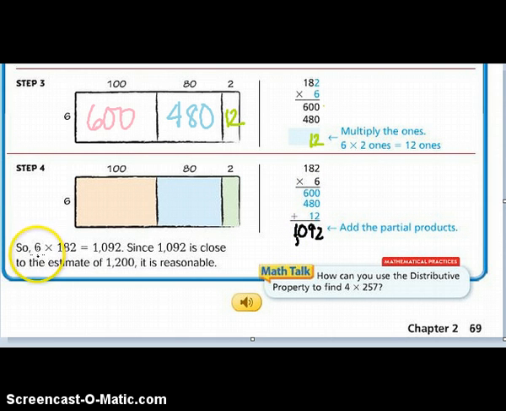So since 6 times 182 equals 1092, and since this is close to our original estimate of 1200, we know that it is reasonable. Try to use the distributive property to find 4 times 257. Go ahead and you do it the same way. Let's talk about it the next time.